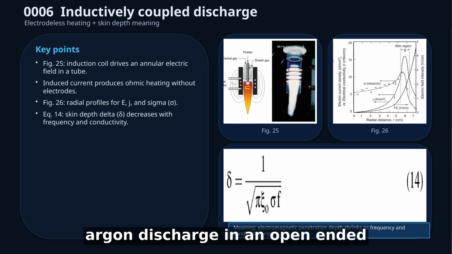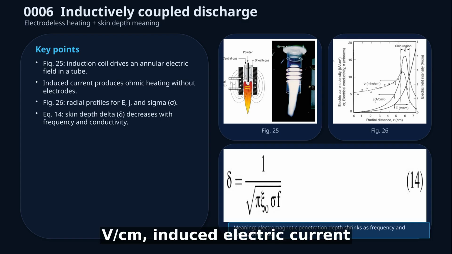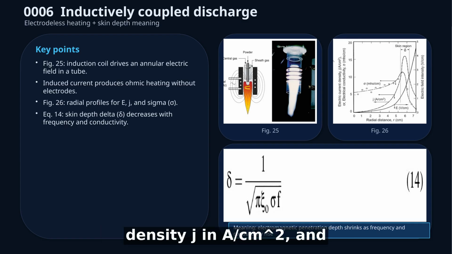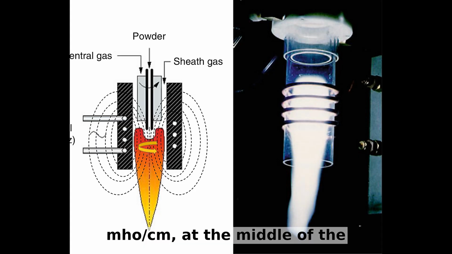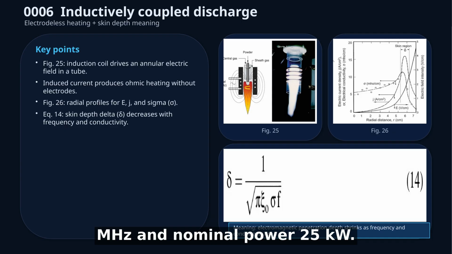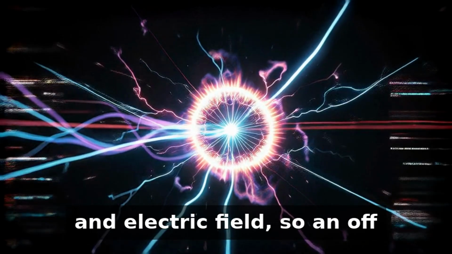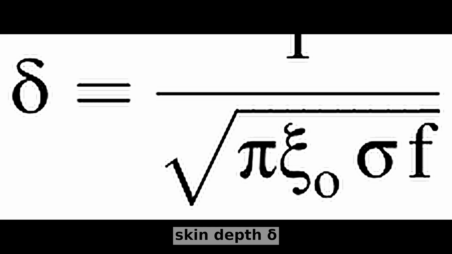Figure 26 provides radial profiles of induced electric field E in volt per centimeter, induced electric current density J in ampere per square centimeter, and electrical conductivity sigma in mho/cm at the middle of the induction coil for frequency 2.6 MHz and nominal power 25 kilowatt. Local power deposition follows the product of current density and electric field, so an off-axis maximum appears in the annular region associated with skin depth delta.